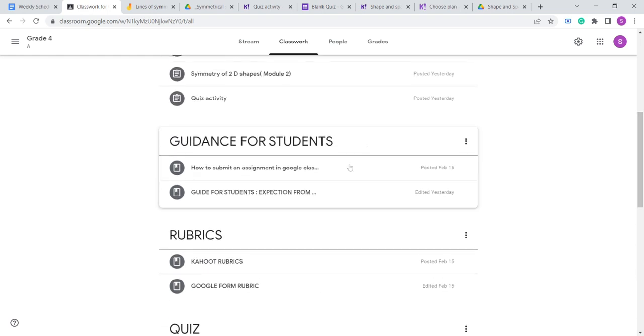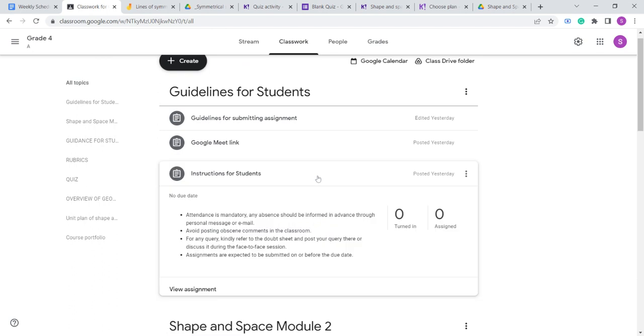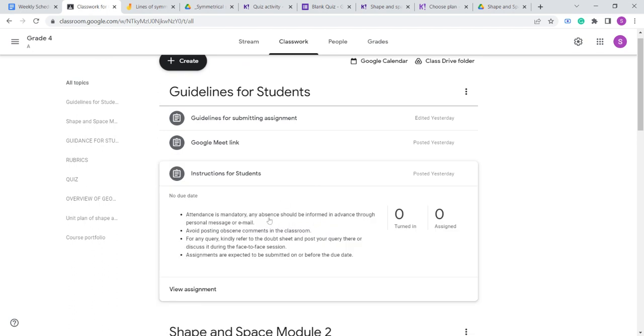Okay, now here are the instructions for the students, and attendance is mandatory. If they have any query, then I will also organize face to face sessions with the students. Students have to complete the assignments before the due date or on the due date.